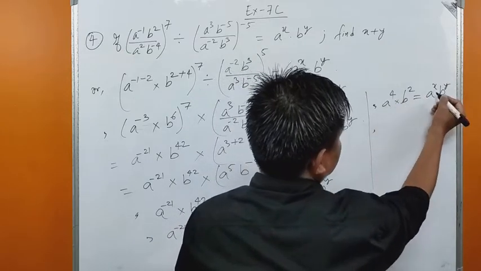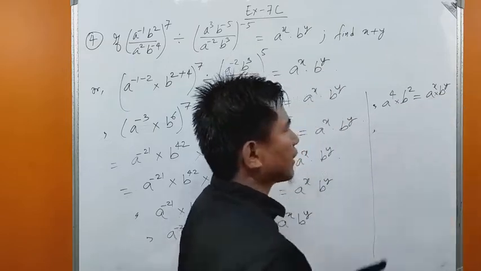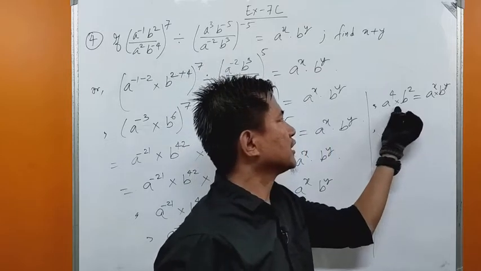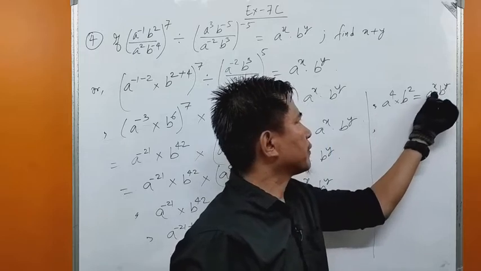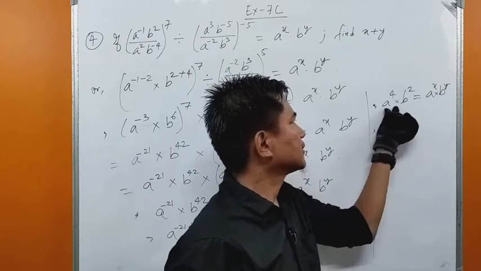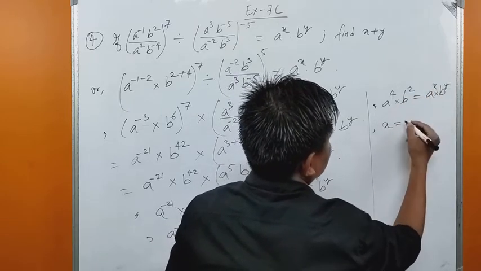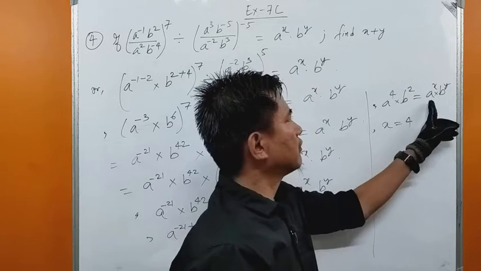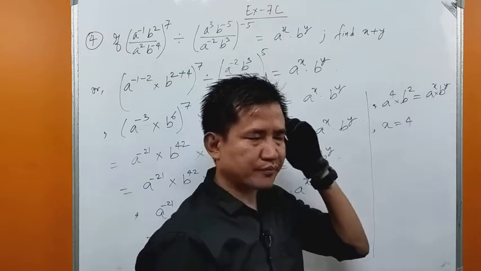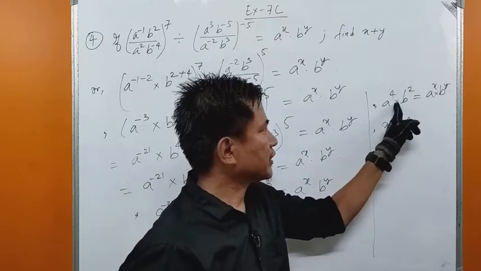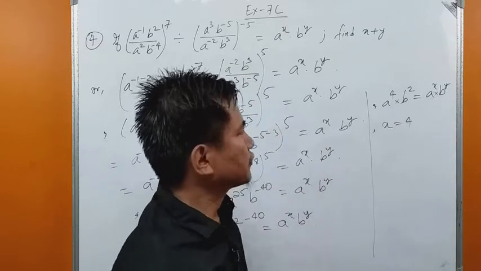Which means you can see there is a into sign in between a and b, isn't it? If there is a plus or minus sign, you cannot apply this rule. If there is only a into sign, then you can apply this rule. a to the power 4 equals a to the power x, a and a same base, that means x equals 4. If the bases are equal, then powers will be equal. This can be done when there is a into sign in between these two numbers. If there is a plus or minus sign, we cannot apply this formula.